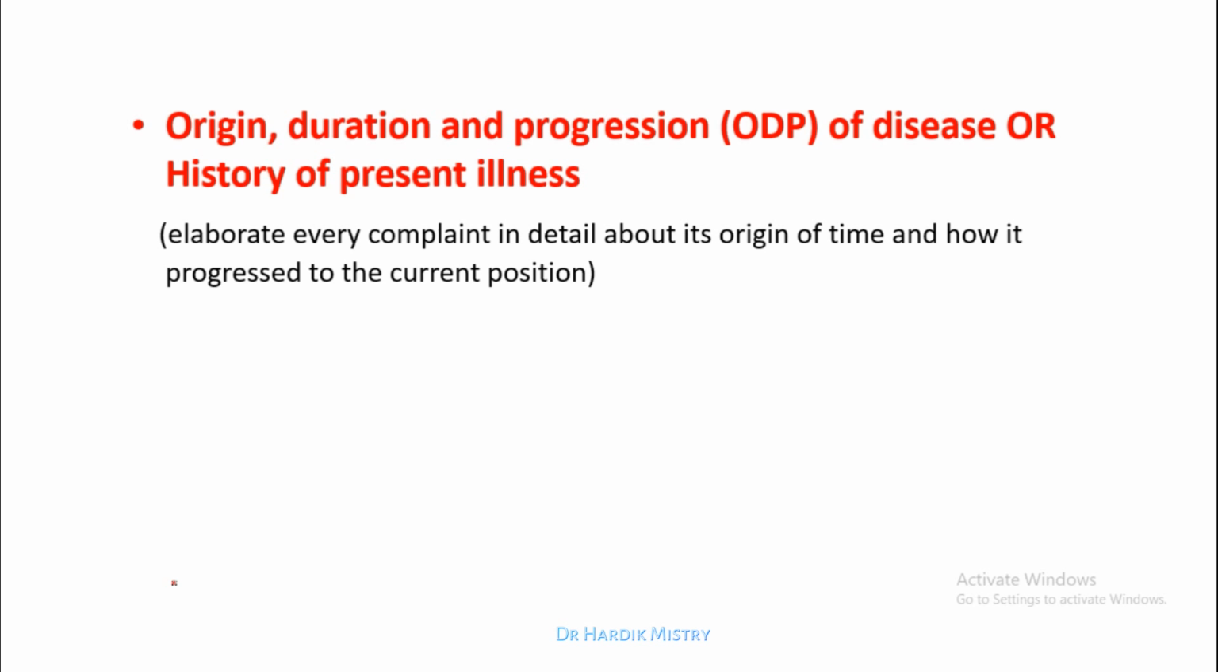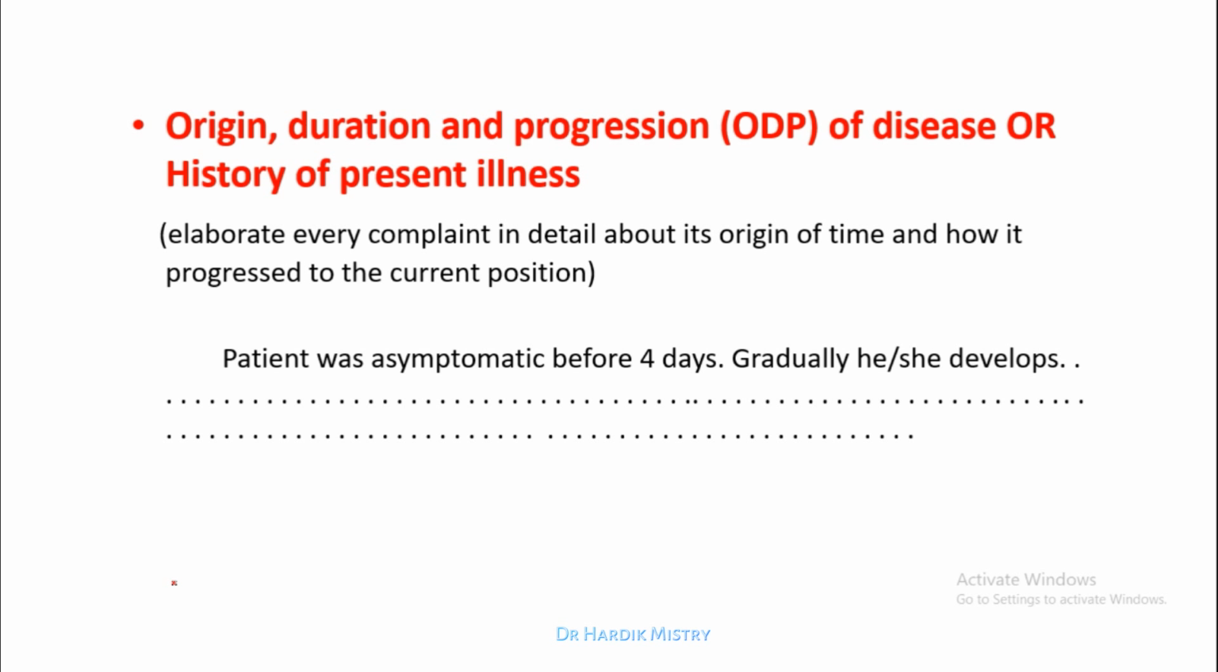In this section you have to write in a paragraph-like manner, with every complaint in detail. For example, starting with: the patient was asymptomatic before 4 days, gradually he or she developed pain in abdomen. Every characteristic of the pain, what the time of the pain is, in the morning, in the afternoon, in the evening, after meal, before meal, everything about the pain you have to mention in this paragraph. So this section represents the origin, duration and progression of disease, or history of the present illness.